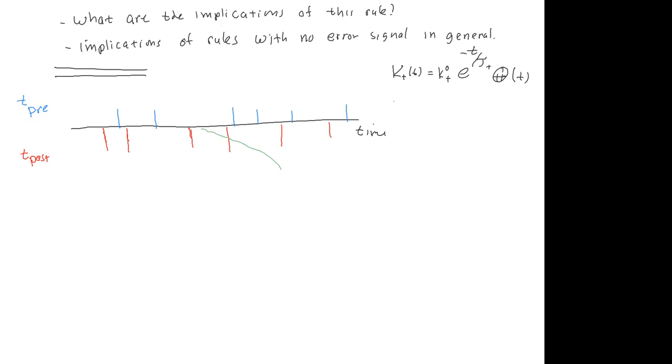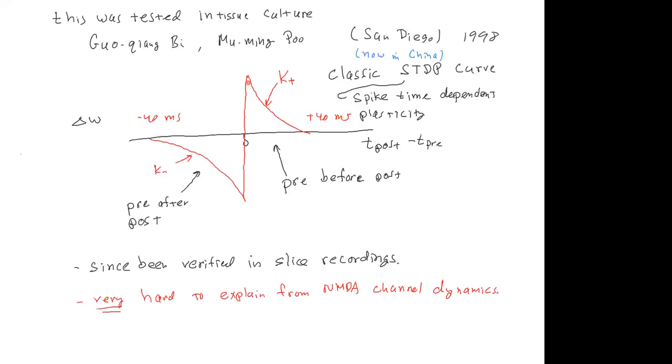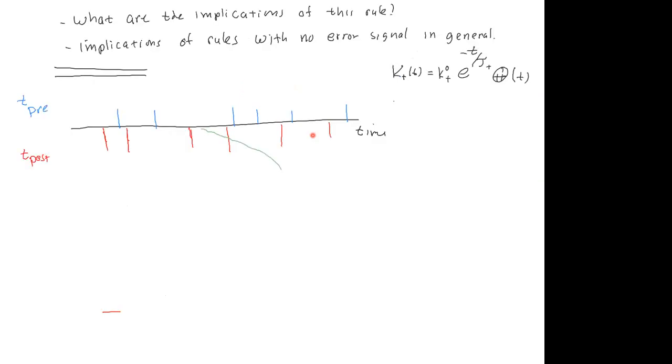So this is a shape. Basically I just assumed for simplicity that this is exponential decay, but it doesn't really matter. You can have any shape you want. That's not particularly relevant for this. And then K minus of T equals K minus zero, just some number, times e to the T over tau minus, times theta of minus T. So this looks into the past.